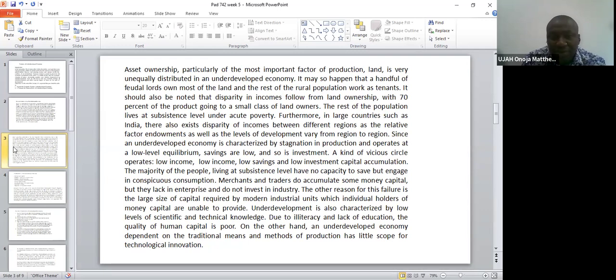Furthermore, in large countries such as India, there also exists disparity of incomes between different regions, as the relative factor endowment as well as the level of development vary from region to region. Like we said earlier, India might occupy the posture of a developed country when looked at from a holistic angle. But when the level of production in the country is divided by the population, you find that India is also an underdeveloped country.